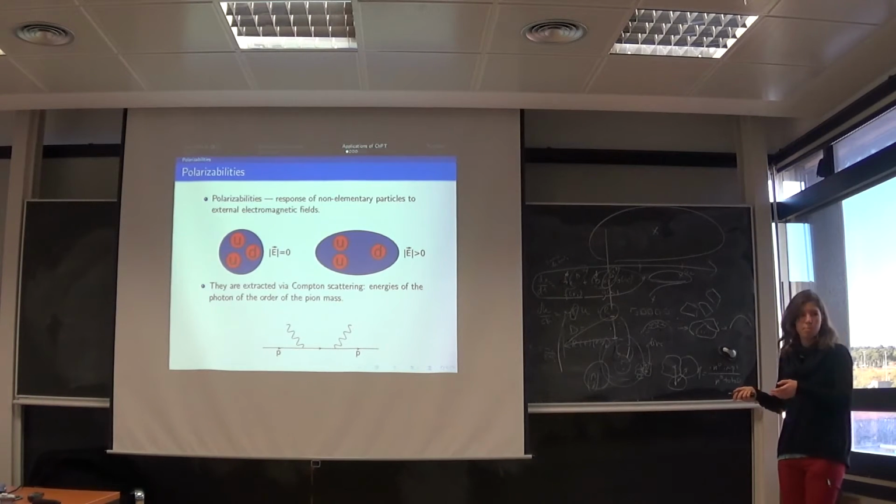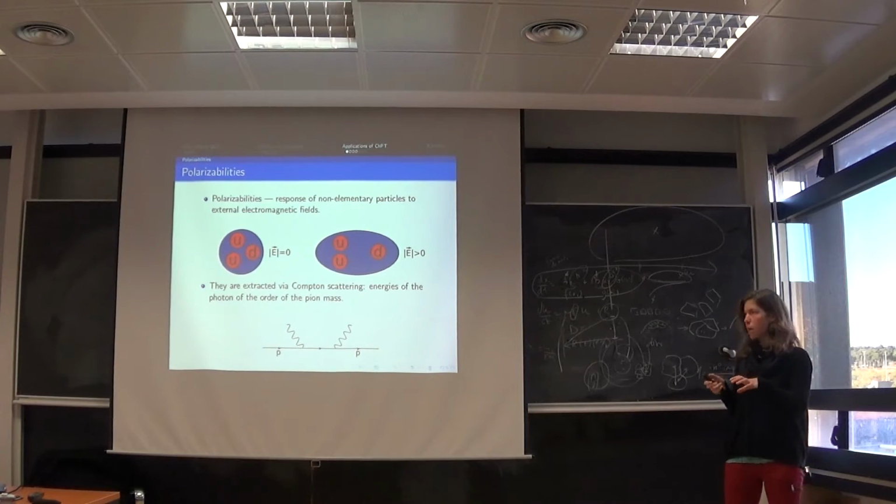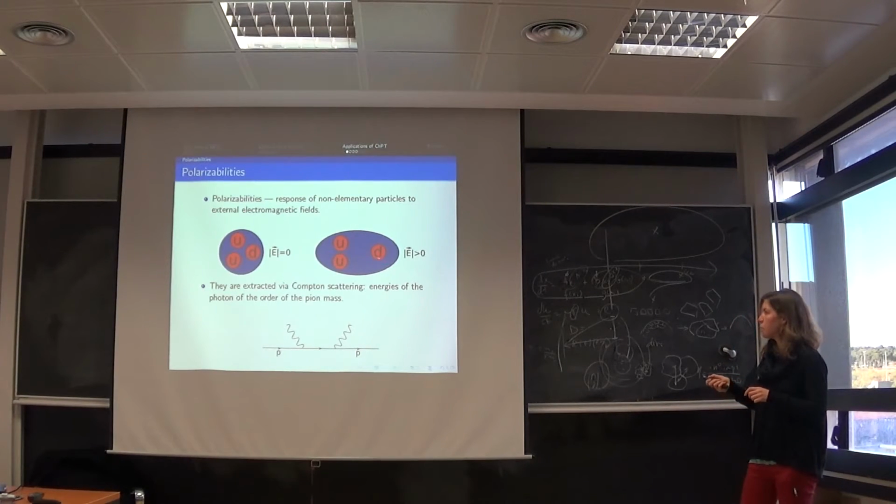How can we imagine this? Here is the example of a proton. A proton is made up of two up quarks and one down quark. The up quarks have a positive charge and the down quark has a negative charge, and therefore if we apply an electromagnetic field, the up quarks will be pulled to one side and the down quark will be pulled to the other side, and therefore the particle will be kind of stretched, one can imagine. And the strength with which it is stretched, so with which it is polarized, is the polarizability. The higher the polarizability, the stronger the effect of this electromagnetic field on the particle.